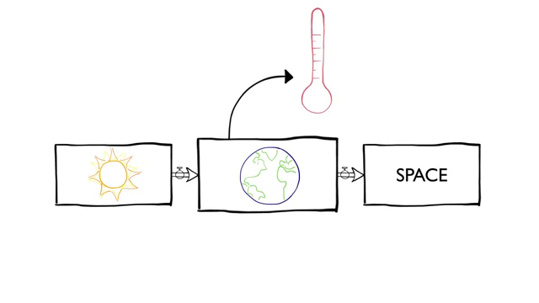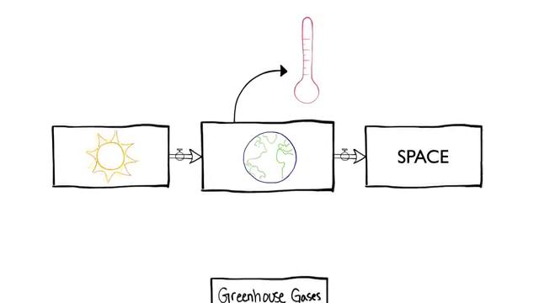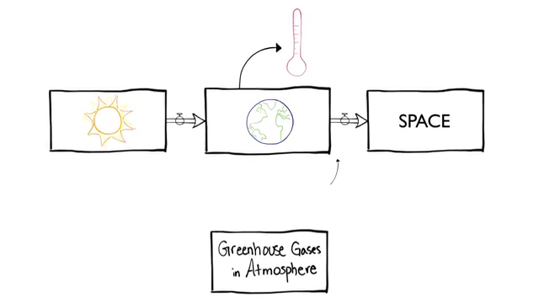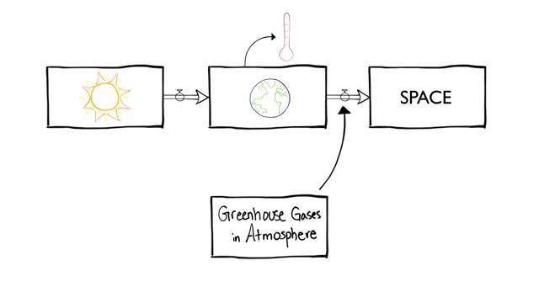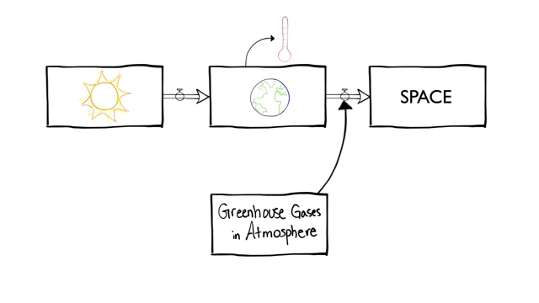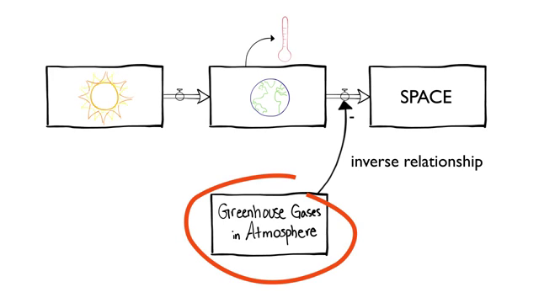Now, the rate at which that energy radiates back into space is a function of the amount of carbon dioxide and other greenhouse gases in the atmosphere, which is represented by this second stock and flow structure. This stock, concentration of greenhouse gases, will influence the rate at which radiation escapes the Earth. In other words, the more greenhouse gases, the more energy that will be trapped at the Earth's surface. Another way to say this is that there's an inverse relationship between the stock, greenhouse gases, and the flow of energy out of the system.